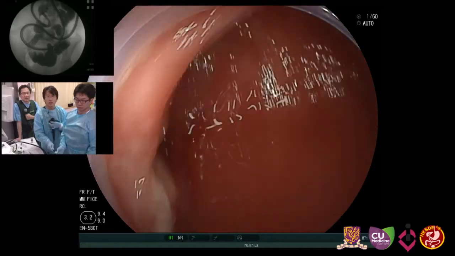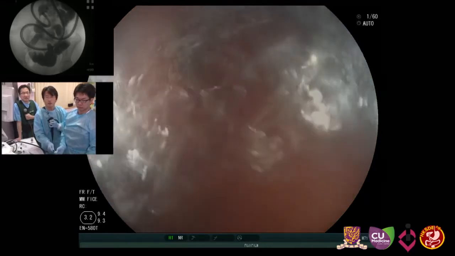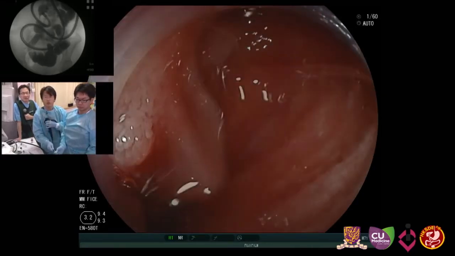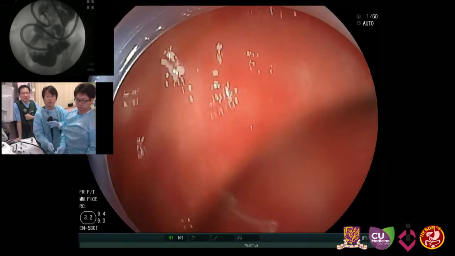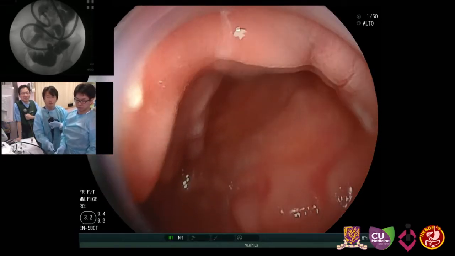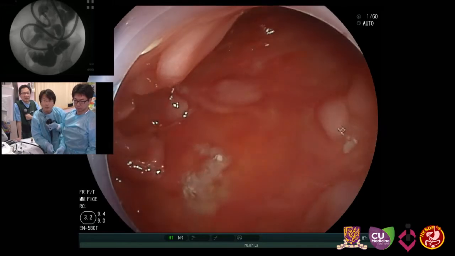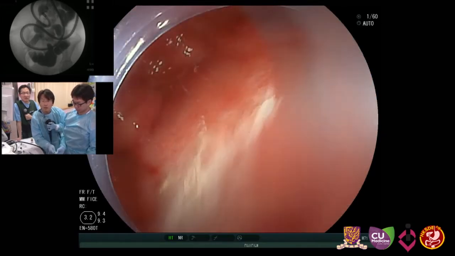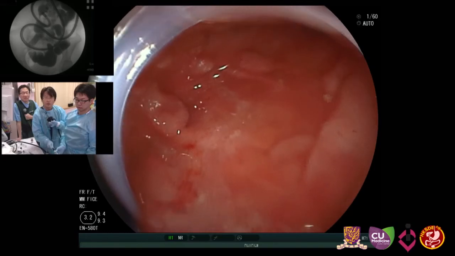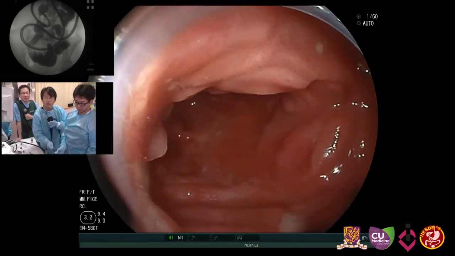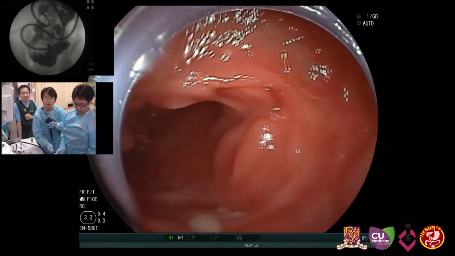So the activity of Crohn's disease is nicely controlled in this patient because she's not taking diet. And she has been on intravenous hyperalimentation. So disease activity is under control.